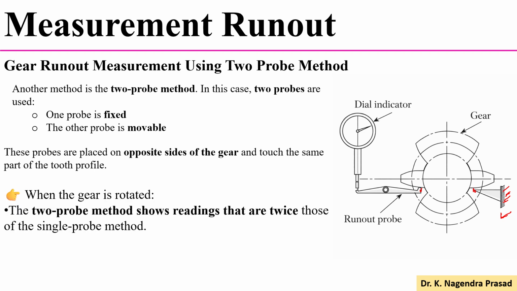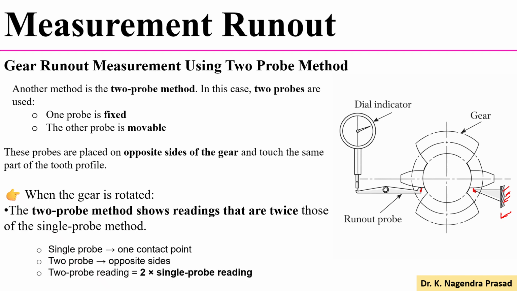When the gear is rotated, the two probe method shows readings that are twice those of the single probe method. So remember this one. In the single probe method, there is only one contact point. In the two probe method, there are two contacts on opposite sides, and the two-point reading equals 2 times the single probe reading.